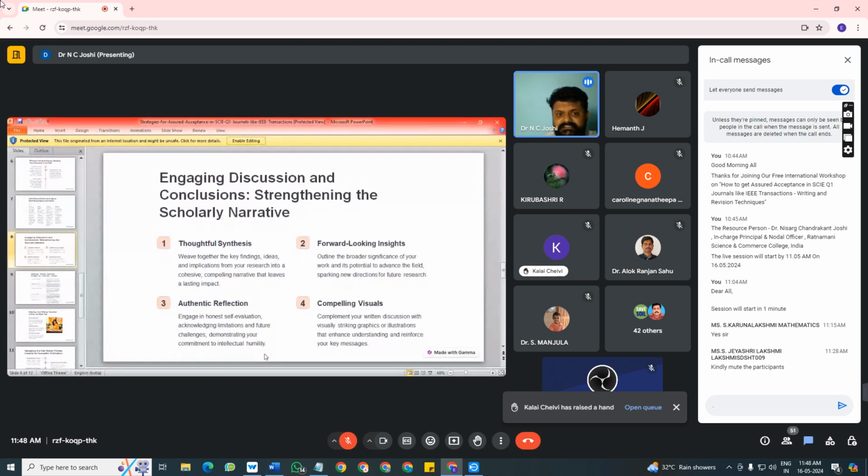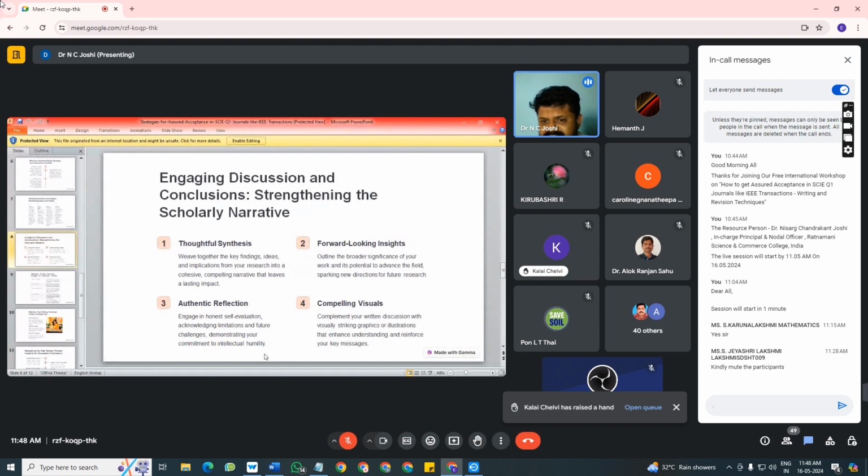Through thoughtful synthesis, we draw the key findings and ideas. In research work you have many ideas, some very massive, but if you go that way, you get the best output and a very good, impactful case. So these are the key findings and impactful implications of your research, and next is forward-looking insights.